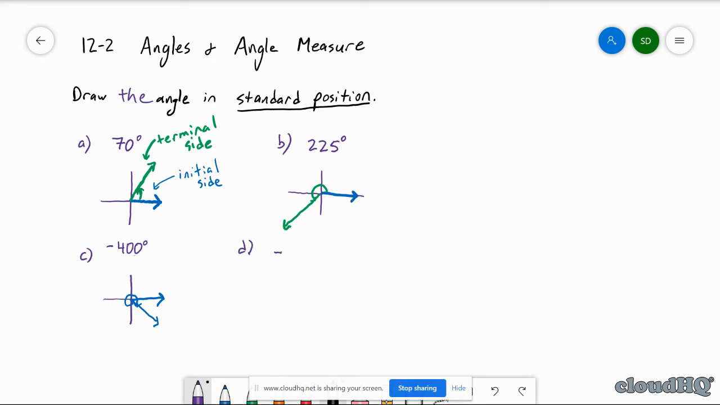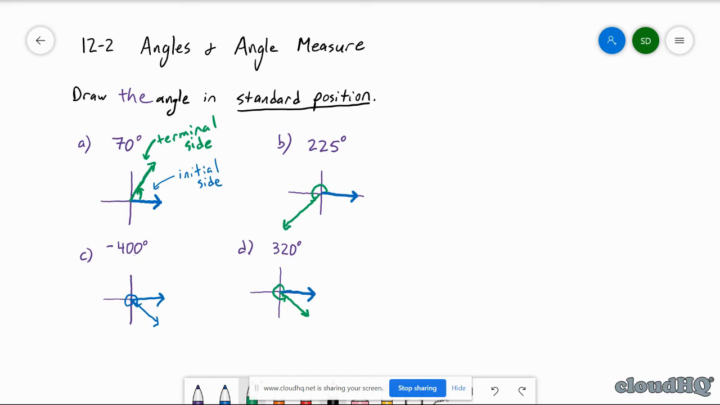What would happen if I went, let's go 320 degrees, positive 320? What would that be? Counterclockwise, not quite all the way around. How far shy? 40 degrees. How does that compare to the last one?